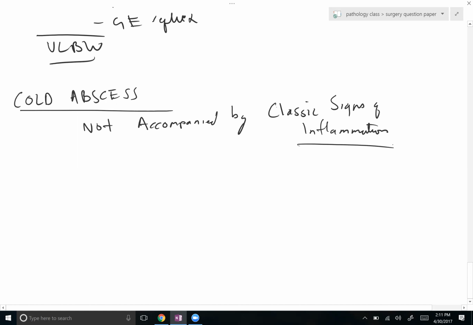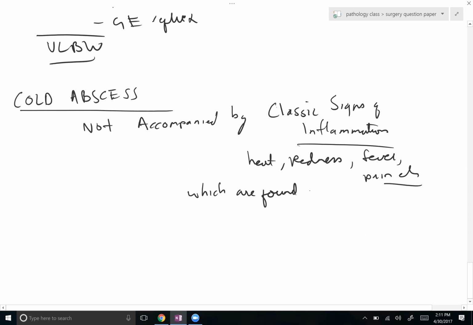Okay, what are the classic signs of inflammation? Rubor, dolor, calor, and basically pain. In normal terms, if you are writing it down, that is redness, rubor; heat, calor; and pain, dolor. These are found in pyogenic abscess. Okay, so this can be a sequel, or this can be a result.